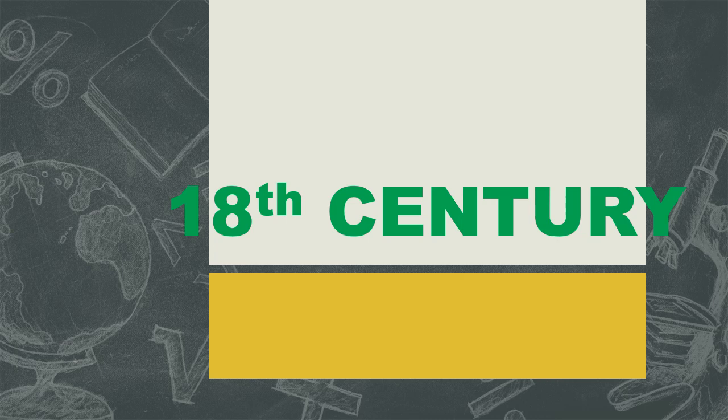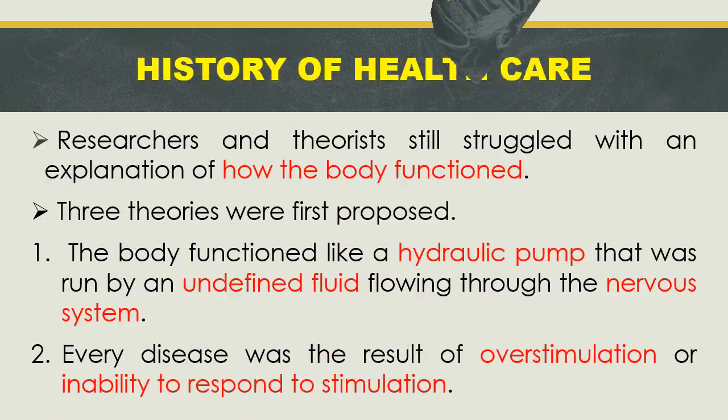So let's proceed with the 18th century. So researchers and theorists still struggled with an explanation of how the body functions. So there were three theories that were first proposed. First, the body functioned like a hydraulic pump that was run by an undefined fluid flowing through the nervous system. So they believed that time that the nervous system is being driven by an undefined fluid. Then next, every disease was the result of overstimulation or inability to respond to stimulation.